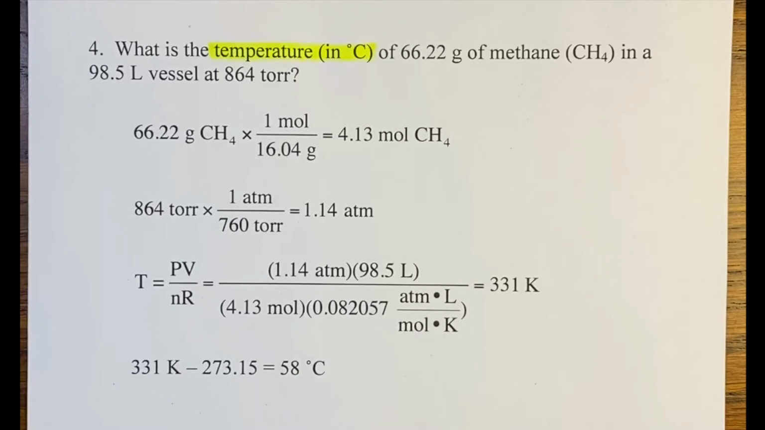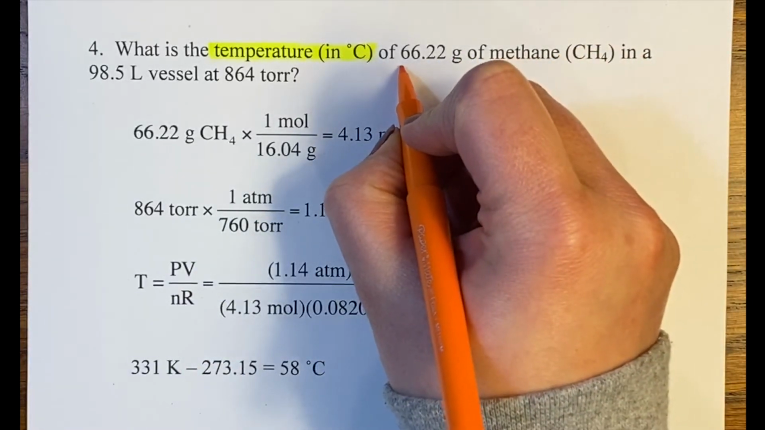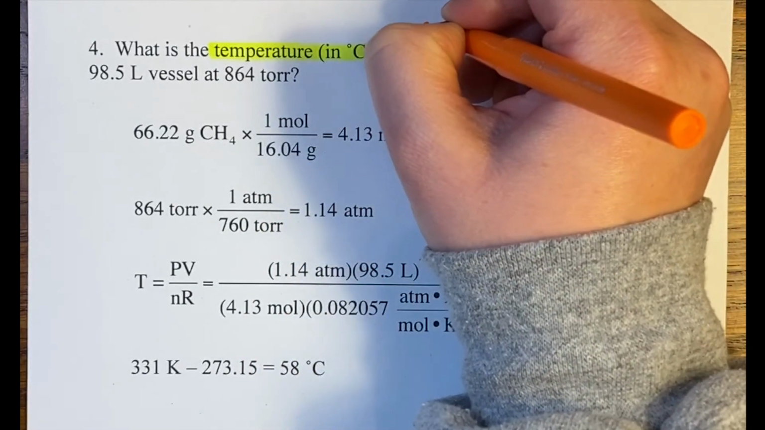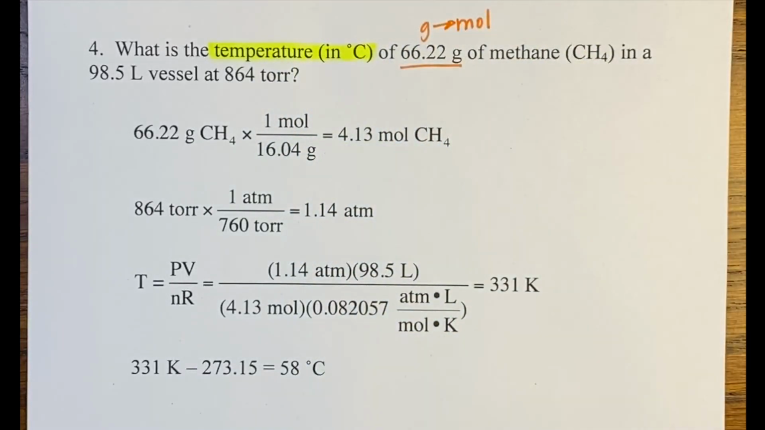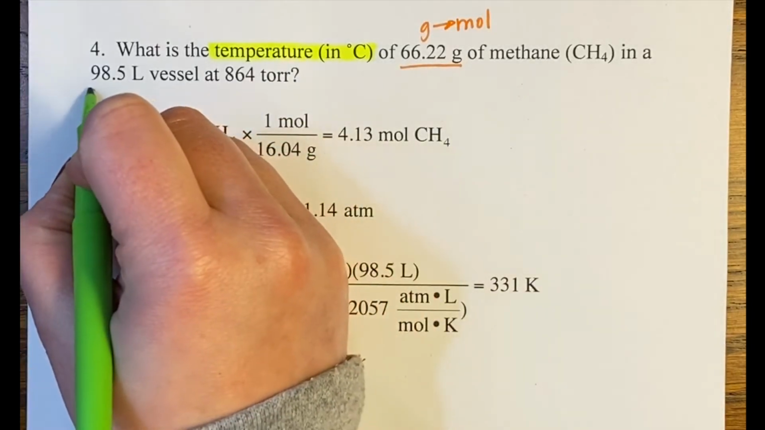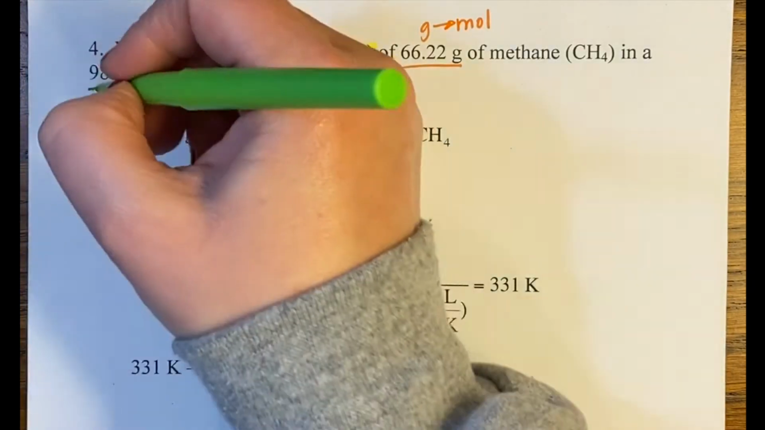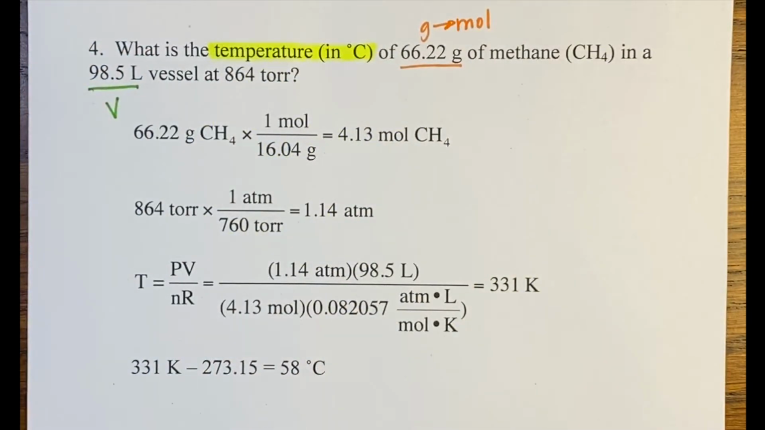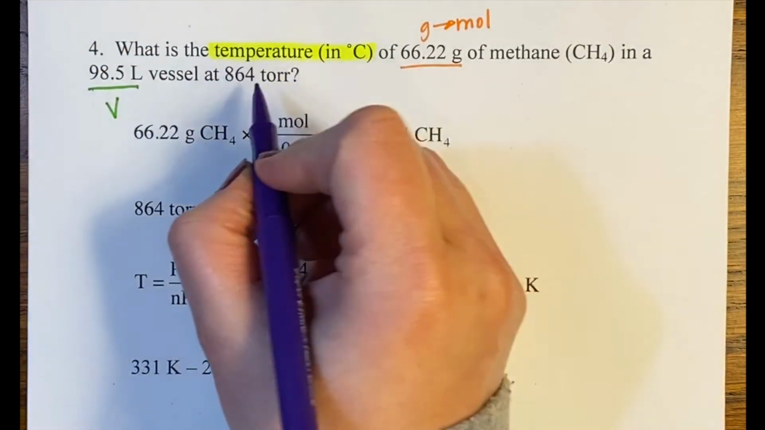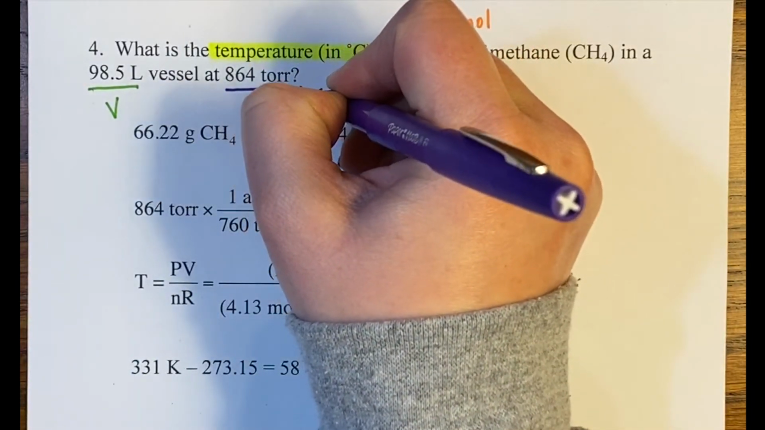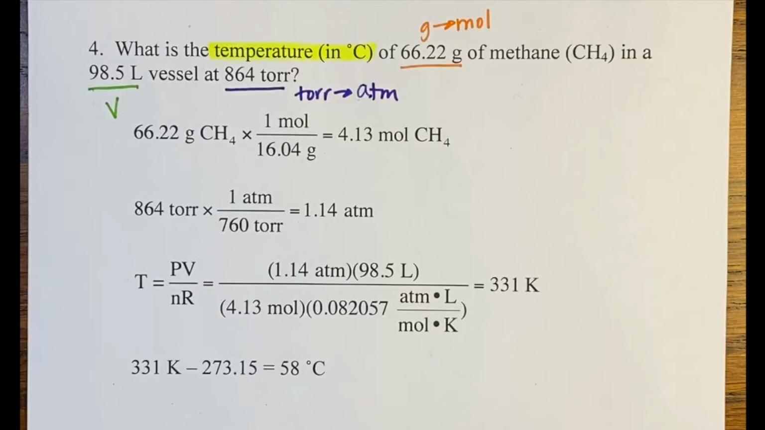With the information that we have been given, we have 66.22 grams of our sample. We can't plug that directly into the ideal gas law, but we can do a conversion from grams to moles in order to be able to use that information in the ideal gas law. I've also been given a volume of 98.5 liters. And so liters are units that I use in the ideal gas law, so this I can plug right into the ideal gas law for my volume. I was given a pressure of 864 torr. I can't plug pressures in units of torr into the ideal gas law, so I will need to do a conversion here from torr to atmospheres.